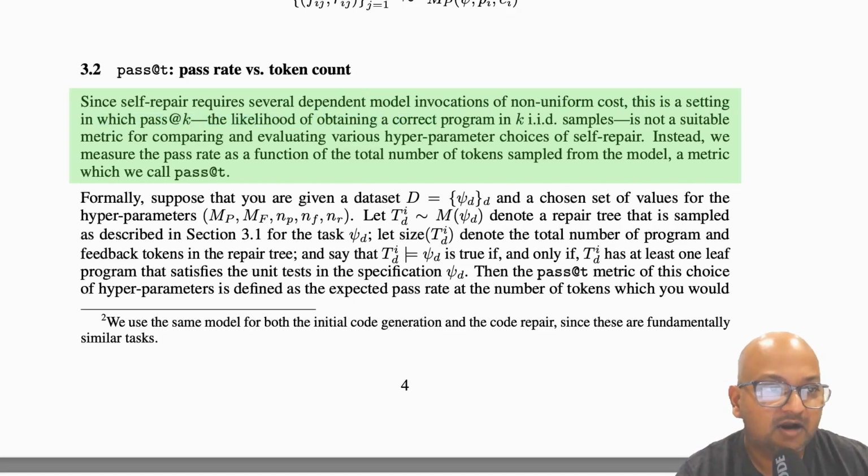The problem with that metric is that it's not really measuring the computational expense of pulling those suggestions. So the authors here instead look at a metric which looks at not just how many samples you pulled, but the total number of tokens that you're getting out of your model. And the metric they propose is the pass rate as a function of the total number of tokens sampled from the model, and they call this metric pass@t.